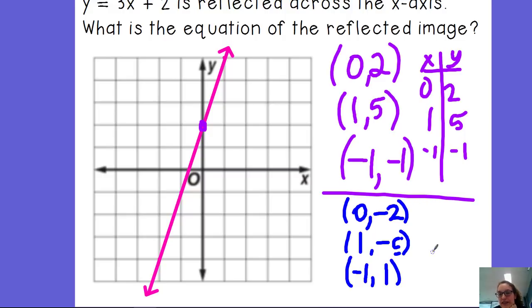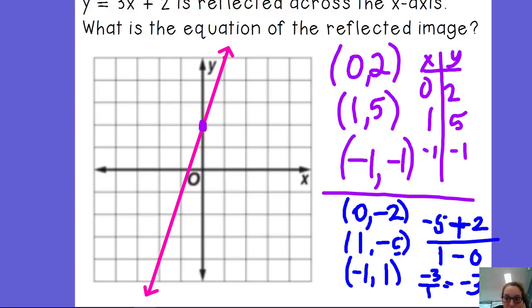So now what I can do is find the new equation of the new line using these new points. I could find the slope of the new line. So I'm going to use the first 2 points to find the slope. So negative 5 minus negative 2 over 1 minus 0. So negative 5 minus negative 2 is going to give me negative 3 over 1. So the new slope is negative 3. And then my new y-intercept is right here, (0, -2).